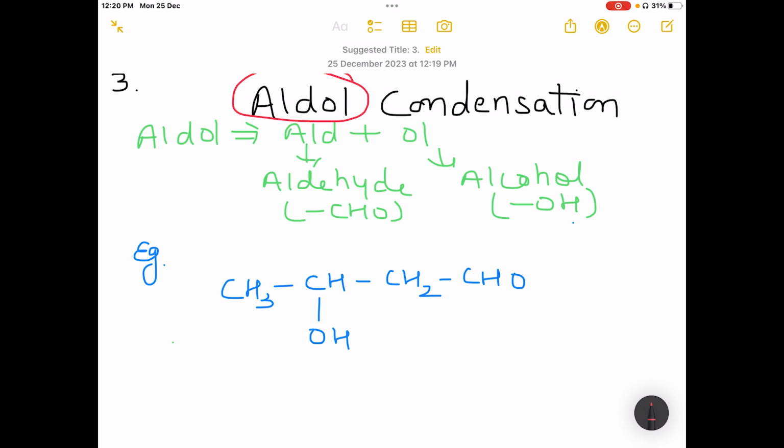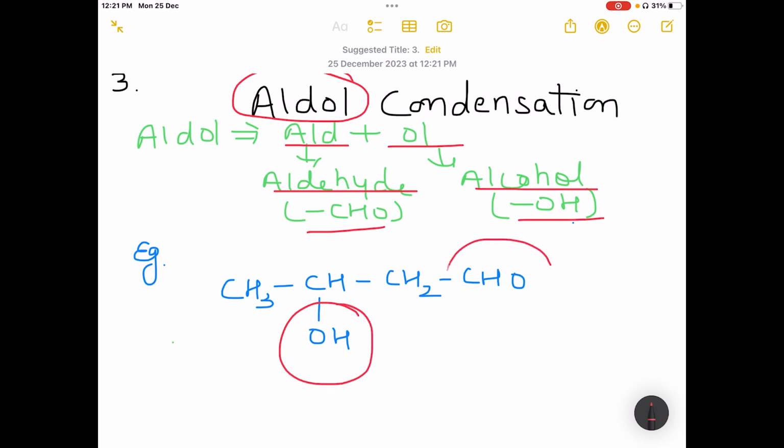Aldol. Aldol is basically a combination of ald plus ol. Ald is aldehyde, its functionality is CHO, and ol is alcohol, its functional part is OH. Let's understand this with the help of an example like CH3CHOHCH2CHO. This compound contains OH as well as CHO part in it, the aldehyde as well as the alcoholic part. So its common name is aldol.